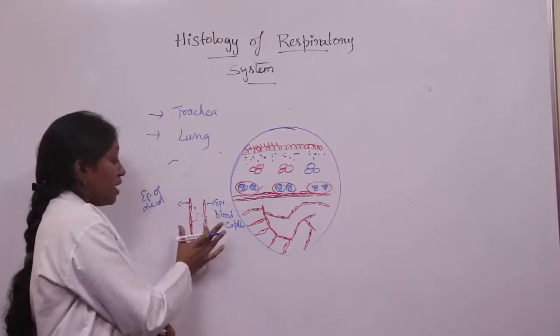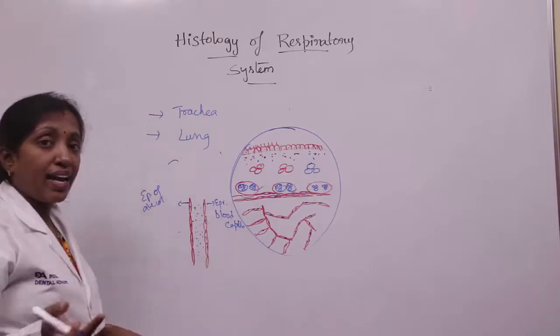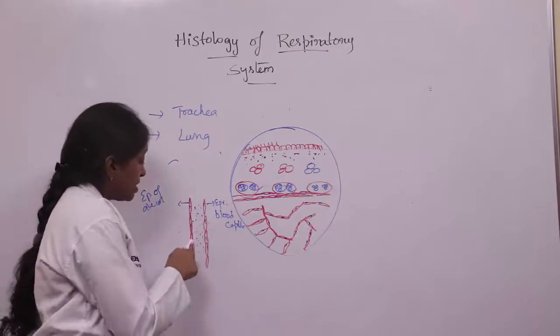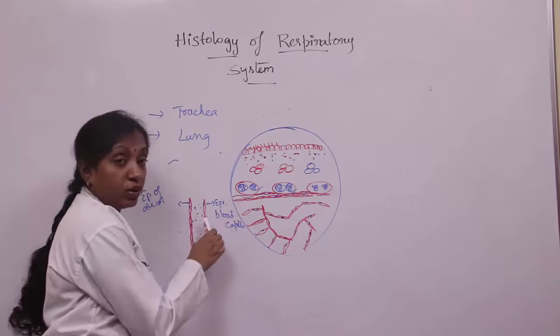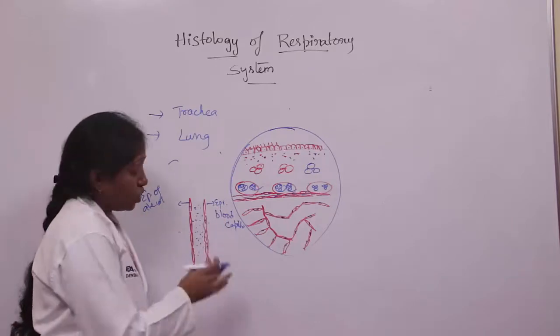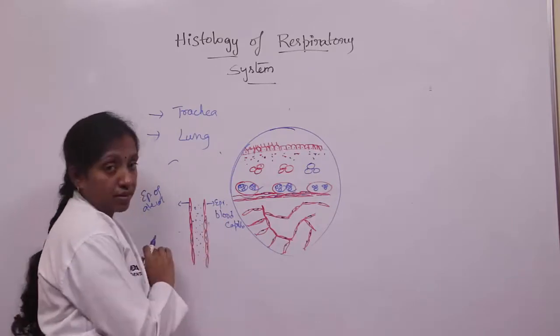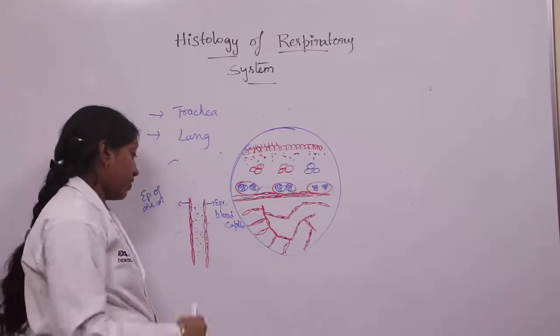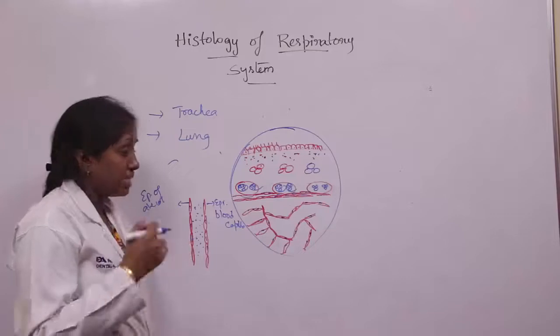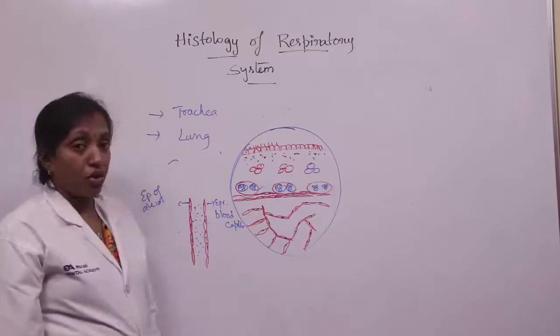The structure of the blood alveolar barrier is the epithelial cells of the alveoli, some connective tissue, and the endothelial cells of the blood vessels. So here exchange of gases takes place. The blood capillaries come in contact with the alveoli, where exchange of gases takes place. So that is the structure of alveoli.